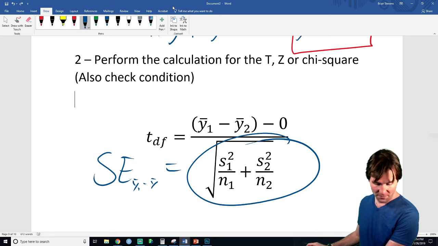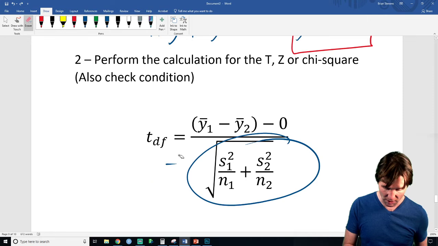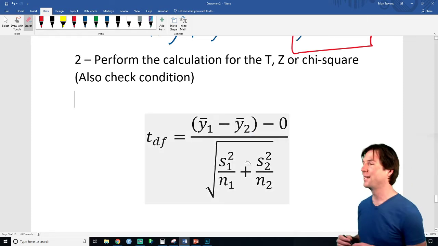From here, it's just solving mathematics. Look at this. We are almost done with another example problem.